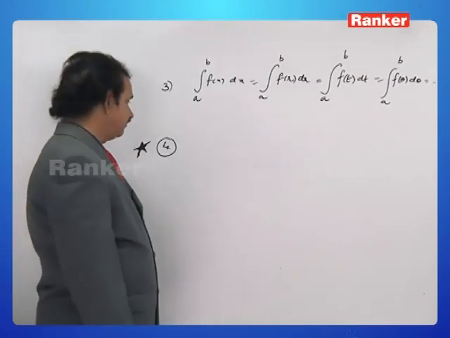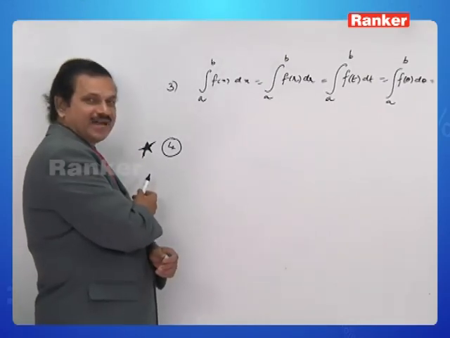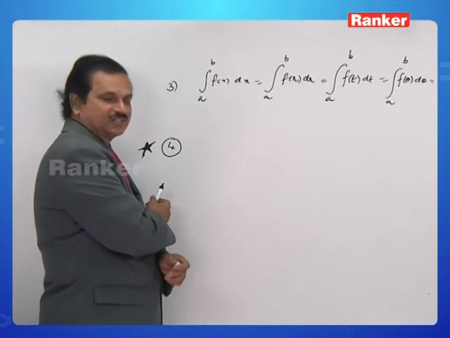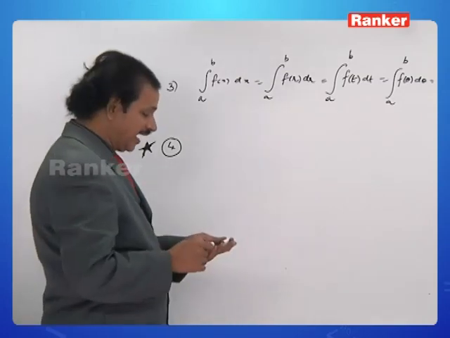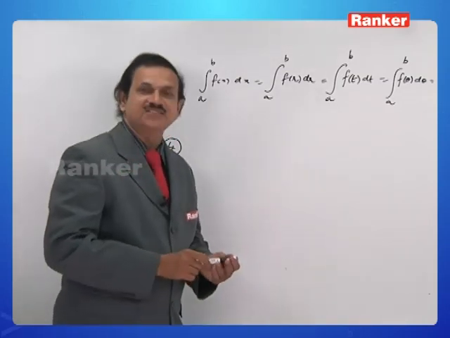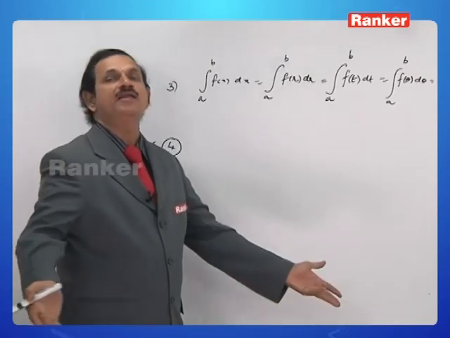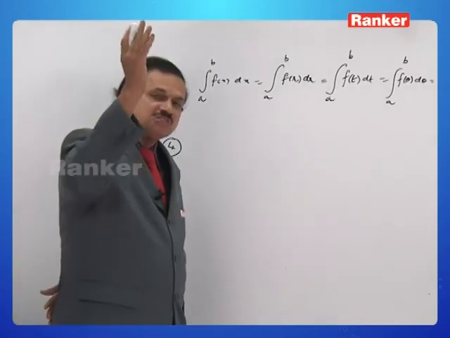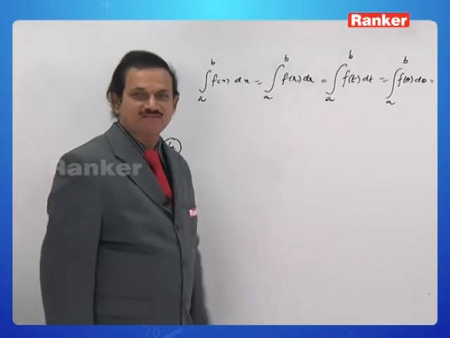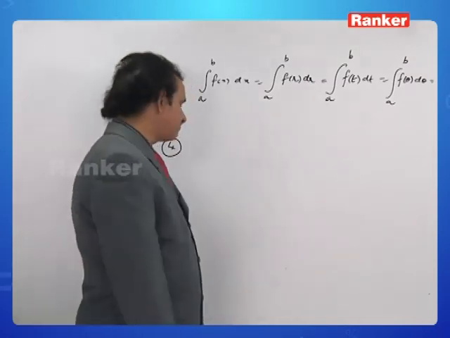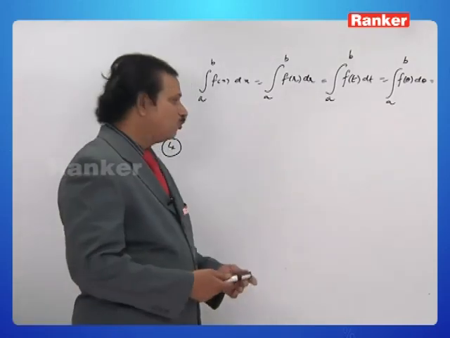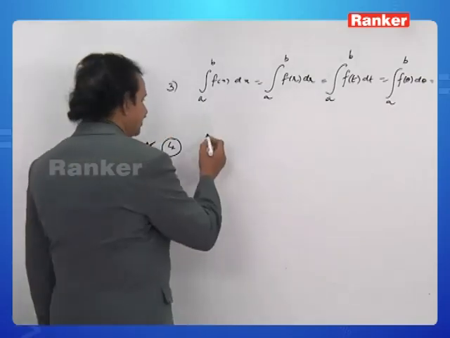The next property, I have put a star mark before that. What I mean to say is, it is one of the most important formulas. It is important because it is widely in use. It has as many applications as you look at. Such a famous formula it is. What is that?